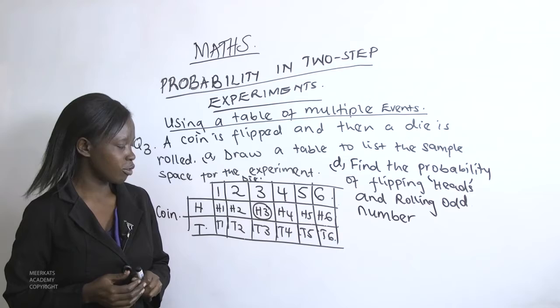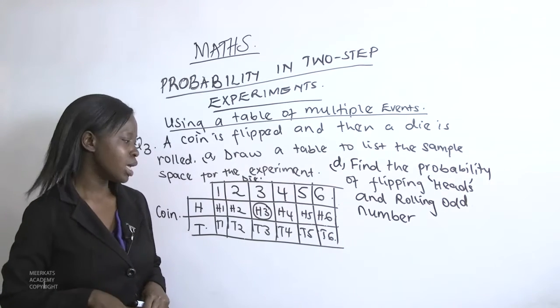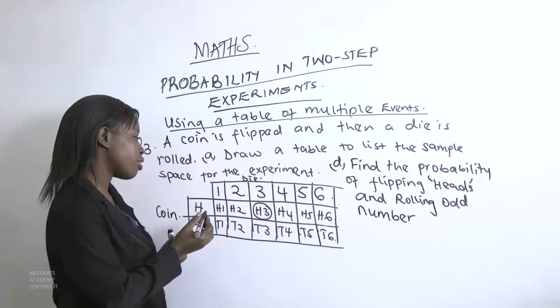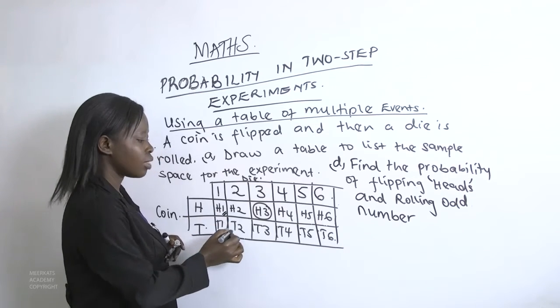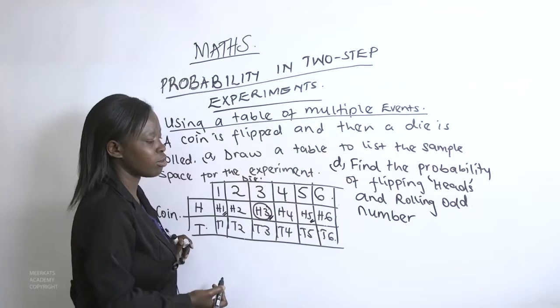And we started by defining an odd number as a number that is not divisible by 2. So the first odd number we have is 1, the second odd number is 3, and the third odd number is 5.